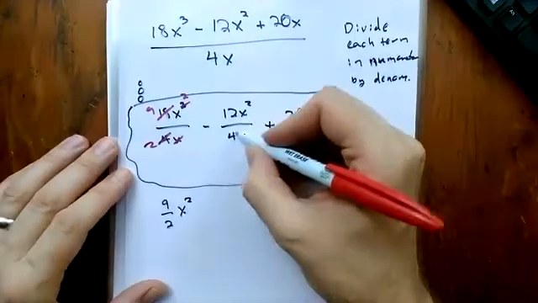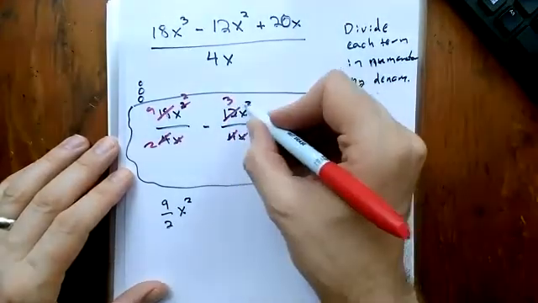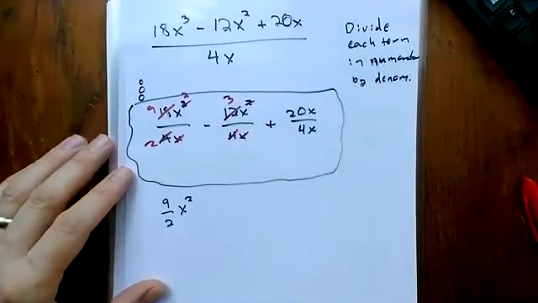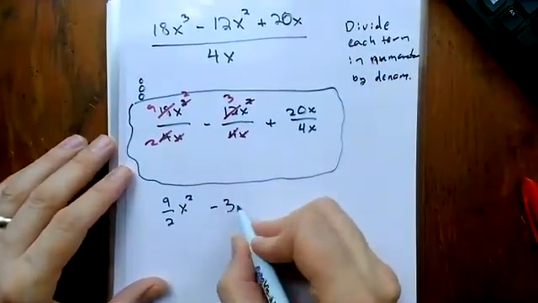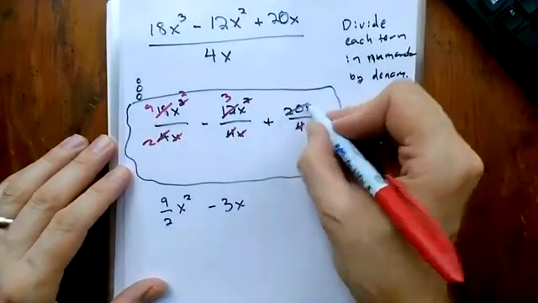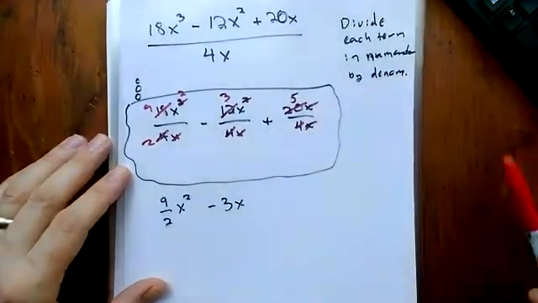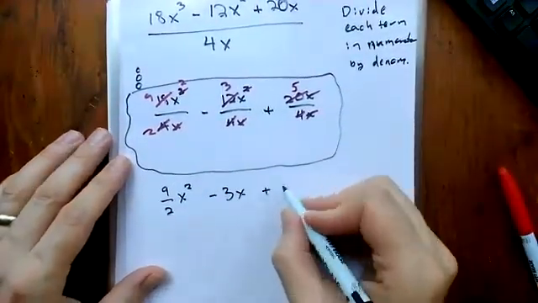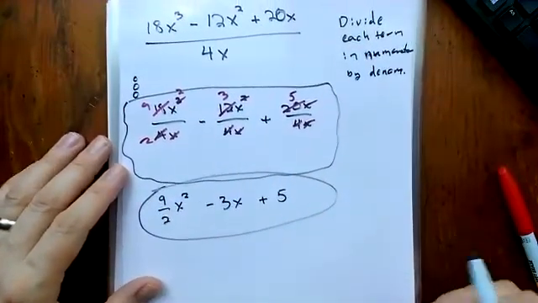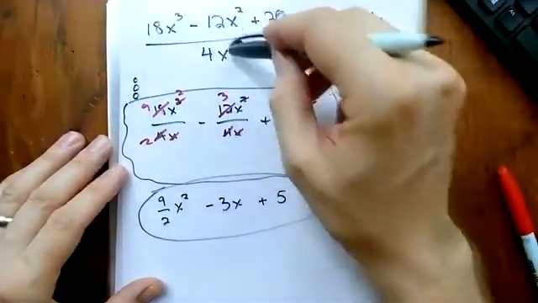The second one, 4 goes into 12 3 times. One of my x's canceled, so I've got 3 times x. And our last one here, 4 goes into 20 5 times, and all the x's cancel. So this is just going to be plus 5. And we'll be done right there. All we're doing is dividing each term in the numerator by this denominator.